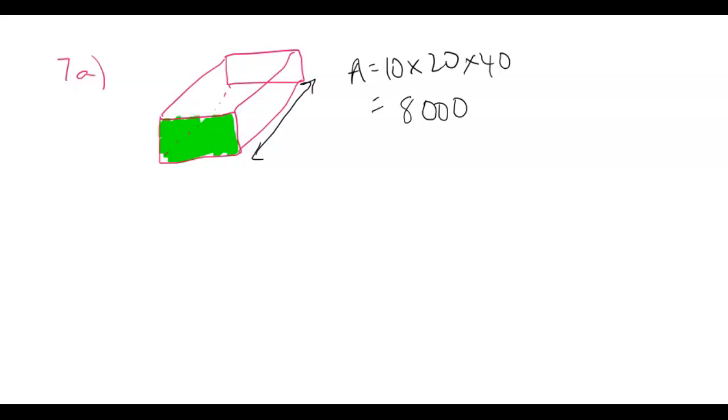So we've got 8,000 centimetres cubed. Now to convert into litres, we're just going to divide that by 1,000. So that is equal to 8 litres.